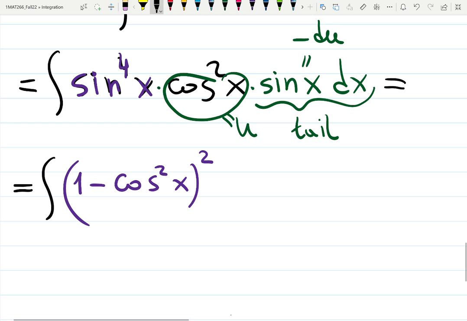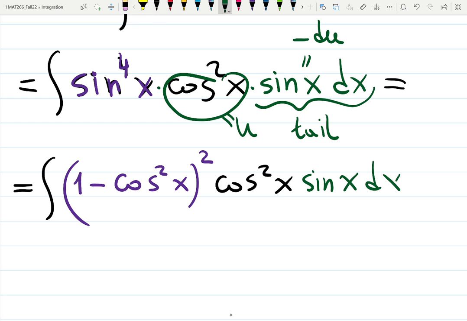Do you know what just happened, or was it too fast? Let me rewrite. Cosine square x, and the tail sine x dx. And that is the tail. The purple part, where did it come from? Did you get it, or is it too fast? I skipped the whole step.